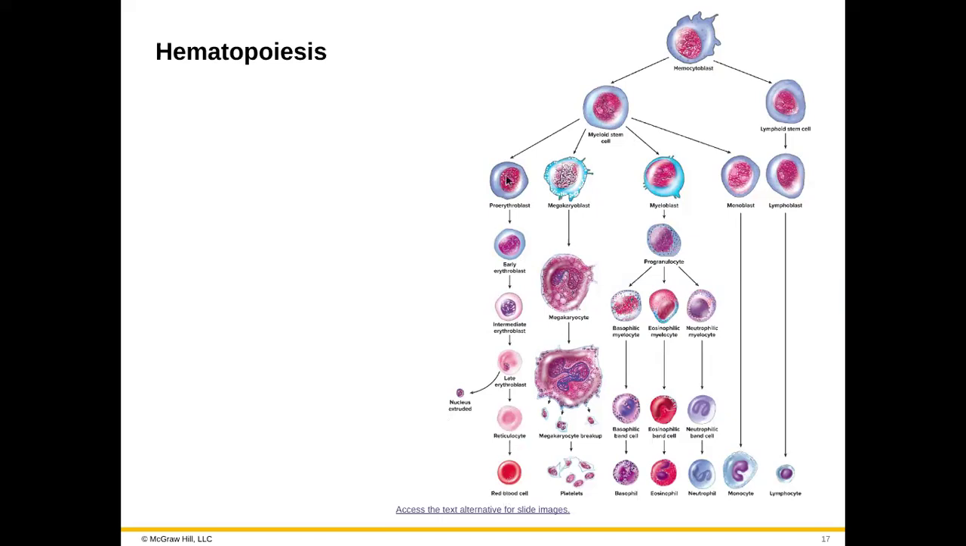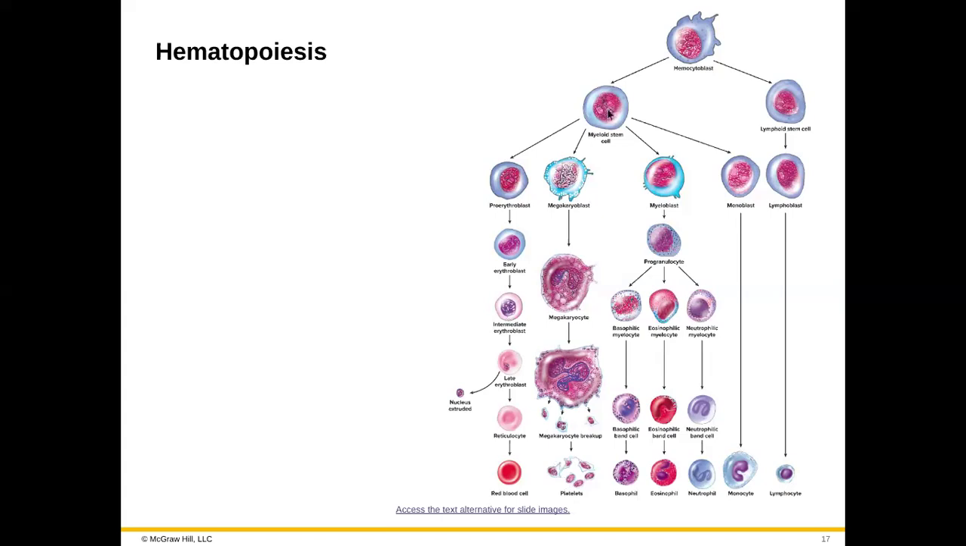Now, the other option that we have is that the myeloid stem cell can then turn into a megakaryoblast, which will form into a megakaryocyte. And this megakaryocyte will then be broken up into individual little pieces, which end up forming our platelets.